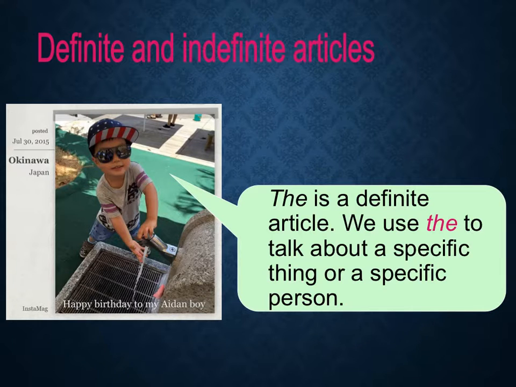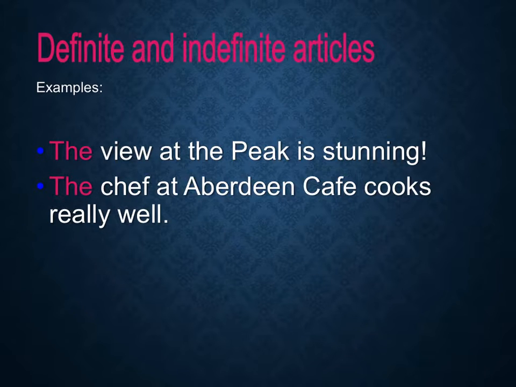Alright, so the is the definite article, the, the. We use the to talk about a specific thing or a specific person. For example, the view at the peak is stunning. It's not all the views in the world or in Hong Kong, but that particular view at the peak is beautiful. The chef at Aberdeen Cafe cooks really well. The chef, not all the chefs, but that chef at Aberdeen Cafe. So that's why we call it a definite article.